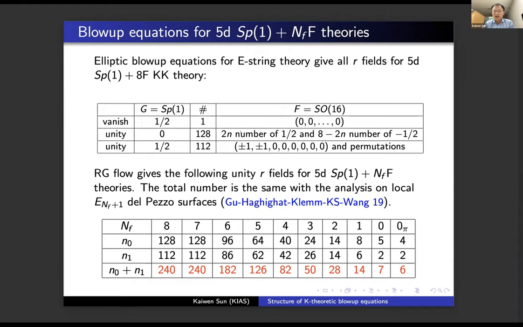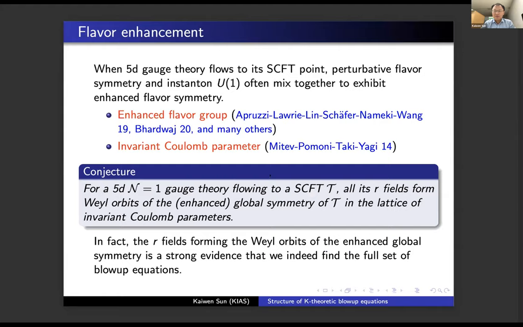And by decoupling all the matters, all the 8 fundamentals one by one, we can find all the 5D blowup equations for the 5D SU(2) with N_f number of fundamentals. For example, this is the number of unity blowup equations. And we want to study one interesting thing about 5D N=1 supersymmetric gauge theory: the flavor enhancement when flowing to the 5D SCFT point.